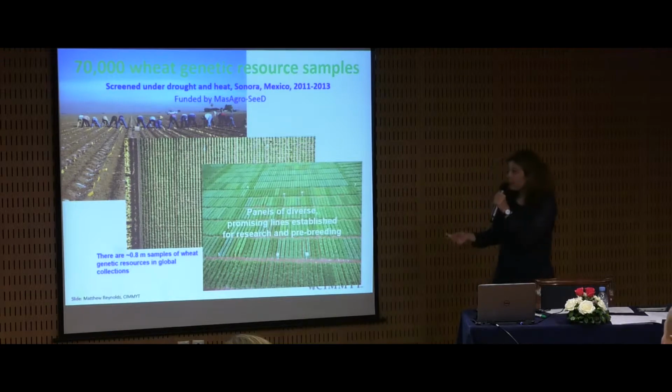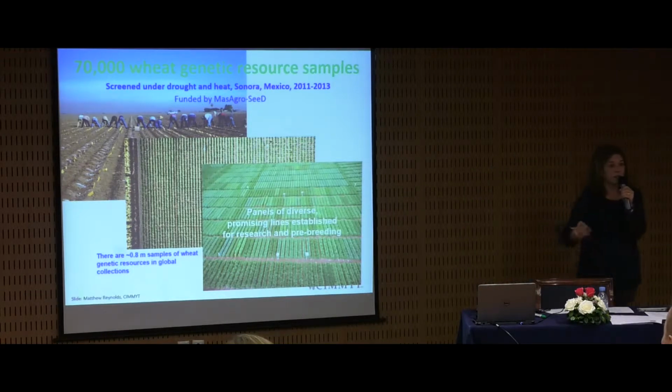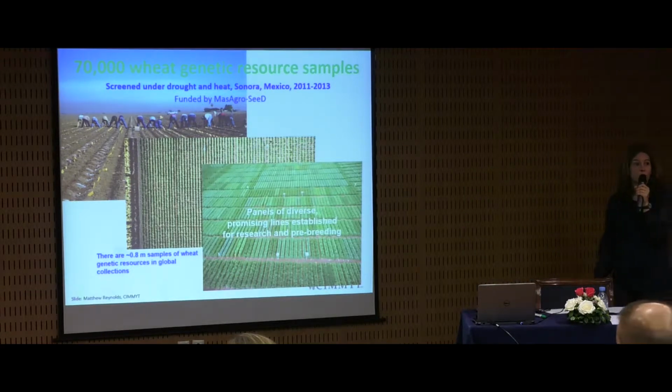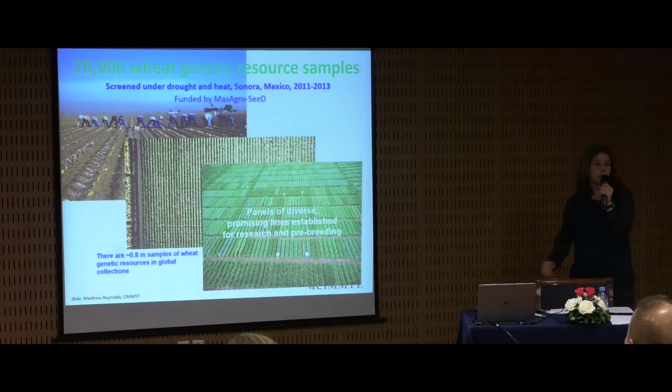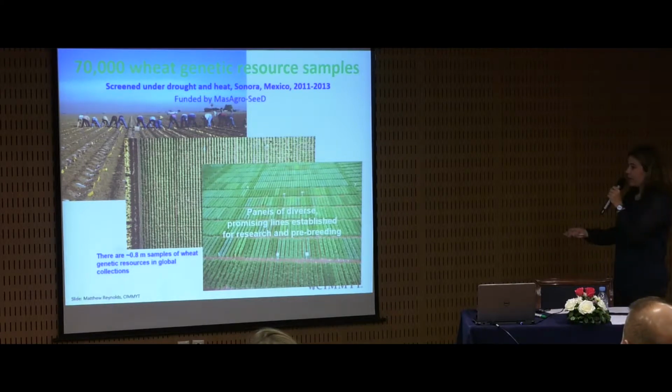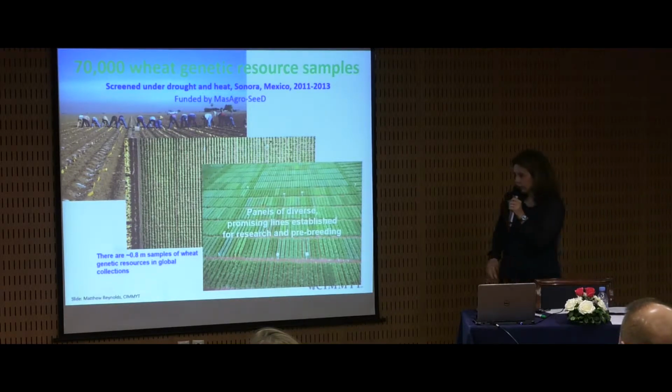So what they have done, they have screened them very roughly. Basically, we call that a hill plot. So it's just a plot of seed for very quick phenotypic traits. And then they have designed panels of promising lines that they now will use for research.